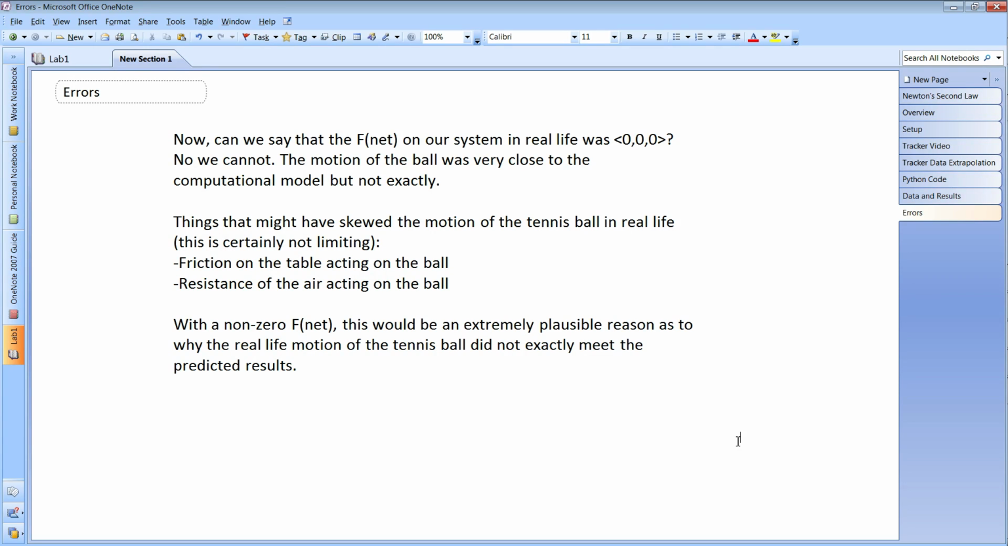Things that might have skewed the motion of the tennis ball in real life, but are certainly not limited to, are the friction of the table acting on the ball, and the resistance of the air acting on the ball as well. With a non-zero F net, this would be an extremely plausible reason as to why the real-life motion of the tennis ball did not exactly meet the predicted results.